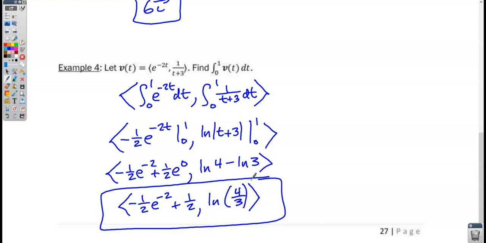All right, everybody, that brings us to the end of section 9.5. Join me next time for section 9.6, where we are going to solve motion problems using parametric and vector valued functions.